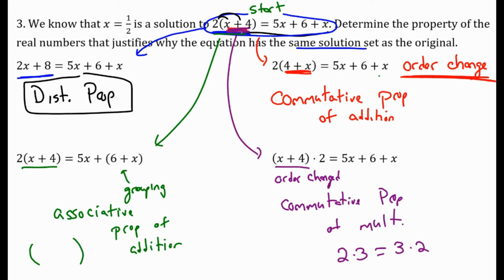Here I actually changed the x and the 4 over here in the commutative property land. But over here, no one changed where they were. I changed the grouping by adding in or changing the parentheses. So the key thing with the associative property, hopefully you remember, is it has to do with the grouping of the terms, not the actual order of their placement in the expression or equation.